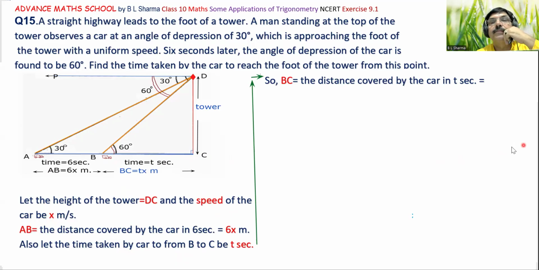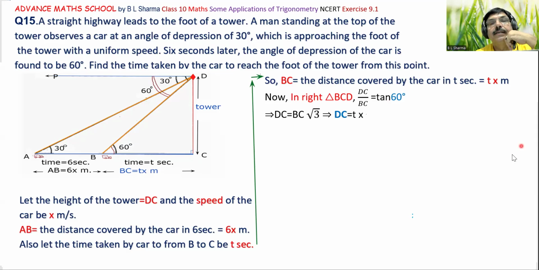Now, in right triangle BCD, DC upon BC, that is tan 60. DC is equal to BC into tan 60, but BC is tx. DC is equal to tx root 3. Equation number 1.